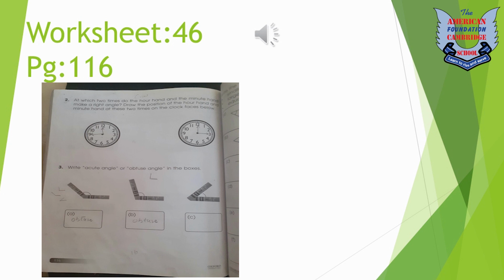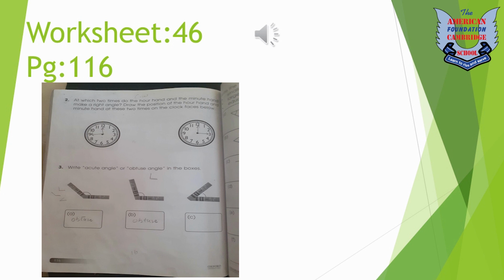Now come toward question number 3. Write acute angle or obtuse angle in these boxes. Come toward part A. As you are seeing, these 2 books are making an angle together. So this angle is greater than 90, and it is not less than 90, so this is not acute, it will be obtuse.